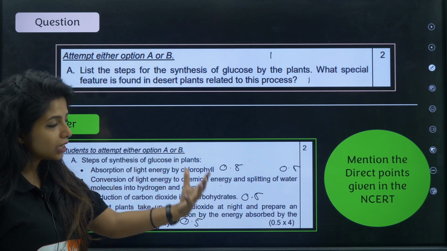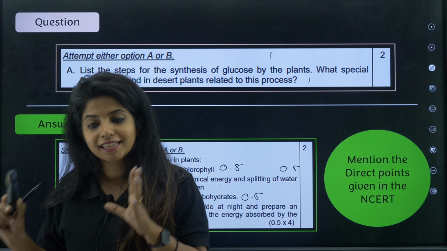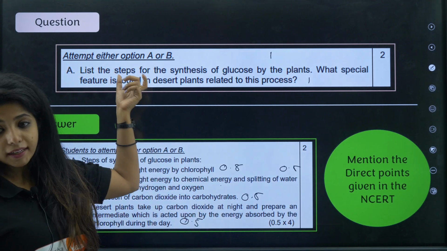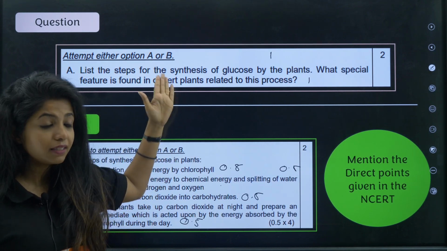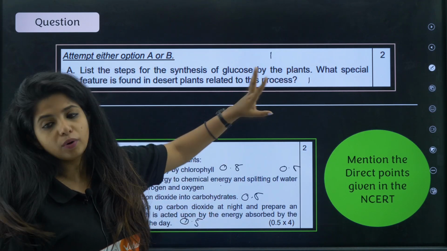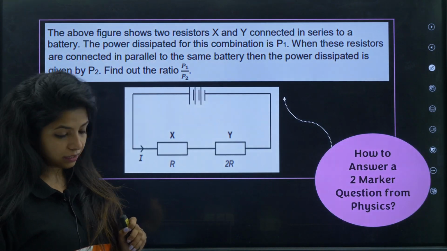So what I'm trying to say for biology is that whatever is given in your NCERT, write it ASAP, just like that, and read the questions really carefully. Fine, and see then if it is actually divided into 1 and 1 or not. It is not divided into 1 and 1 over here. Okay. Now next part, next type of question.